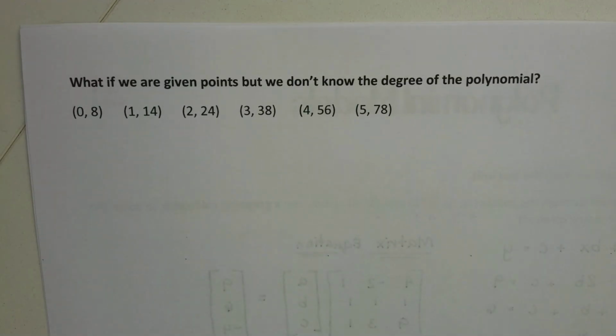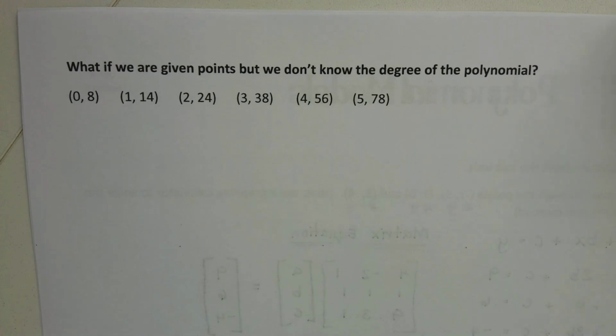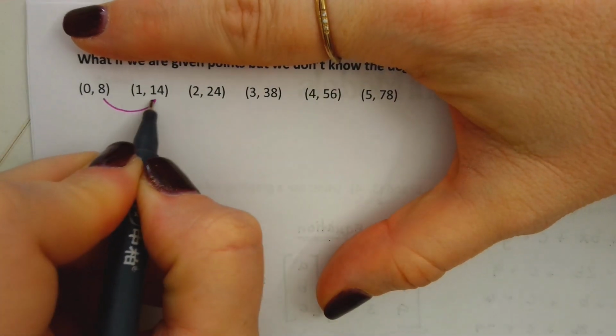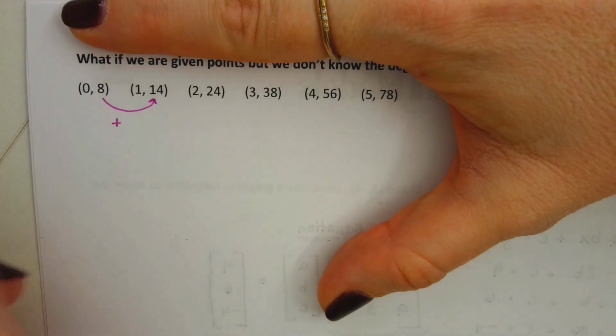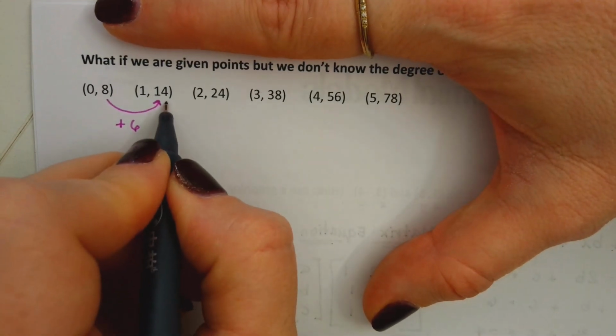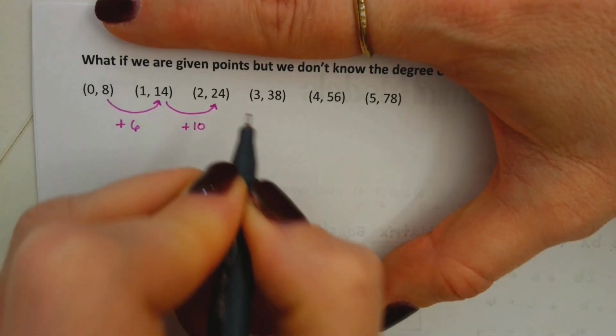Okay, here's how we find the degree. What we're going to do is find the differences in the y values, how much the y's change. I'm going to start with the first change in the y. Not the x's, we're just looking at the y's. This y goes from an 8 to a 14. That was an increase of how much? 6. Okay. This y goes from a 14 to a 24, which is an increase of 10.